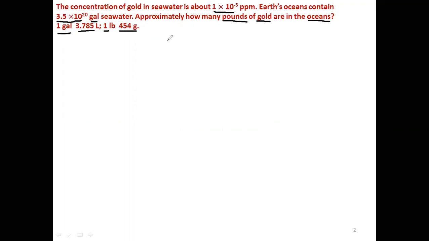So as usual, before starting the numerical, we will write whatever is given to us. First thing that is given to us is concentration of gold. Concentration of gold in sea water is equal to 1 into 10 raised to the power minus 3 ppm. Okay, so the unit is ppm.